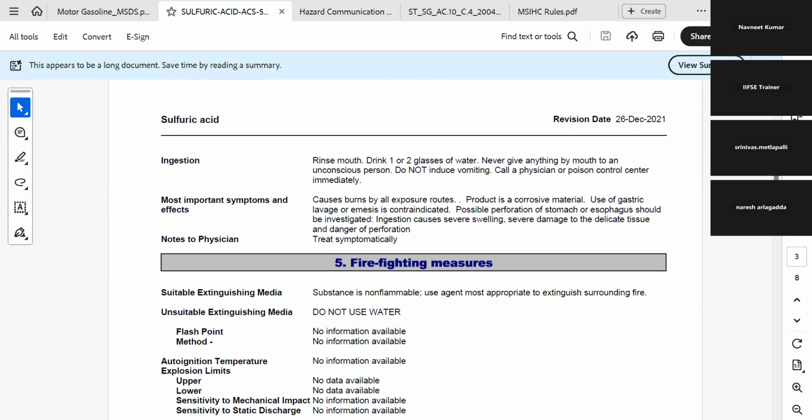Then ingestion, it is through the mouth. Again, rinse the mouth, which means clean the mouth. Drink 1 or 2 glasses of water. So why water? To dilute the chemical. Never give anything by mouth to an unconscious person.